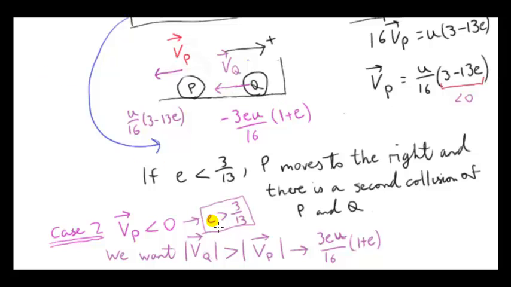Anyway, we're pretending that Vp is negative. P is moving to the left, so that means e is greater than 3/13. This is going to be negative. We want to make it positive because we want to consider the speed of P, the magnitude of the velocity. Speed is always positive. So we just minus this thing.